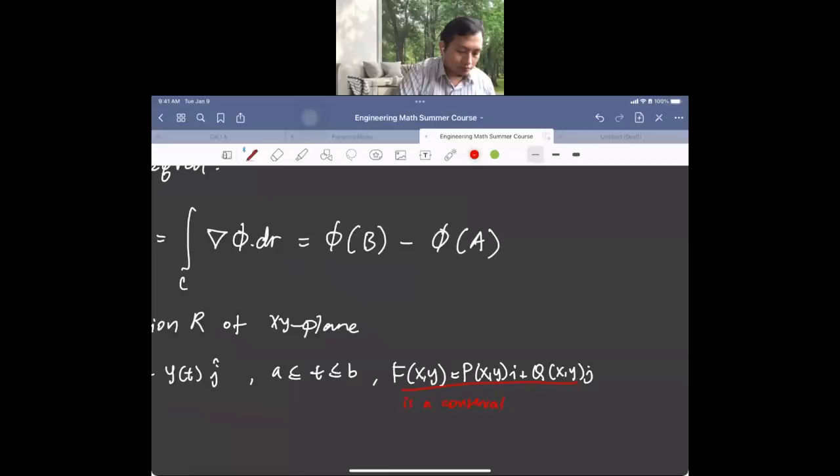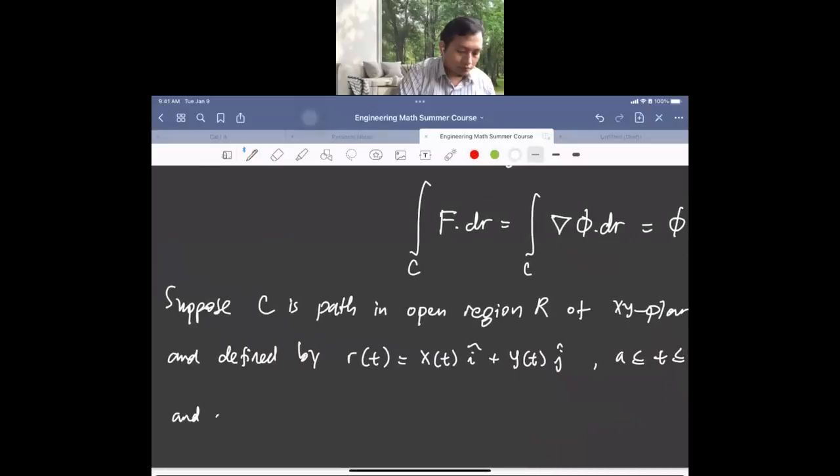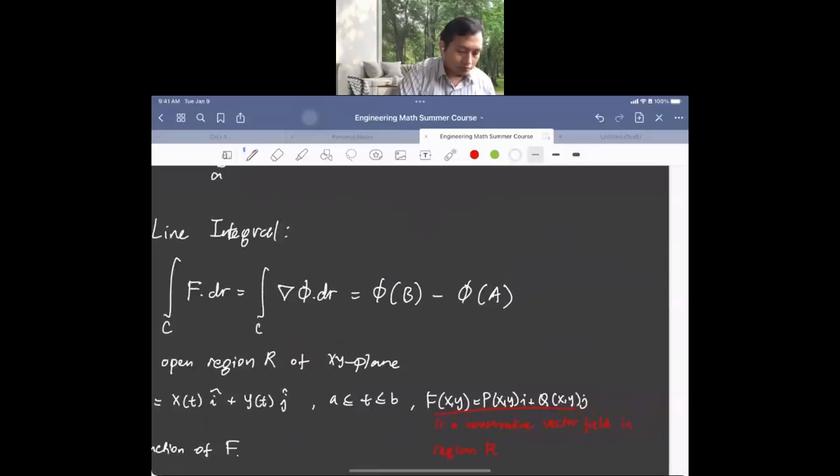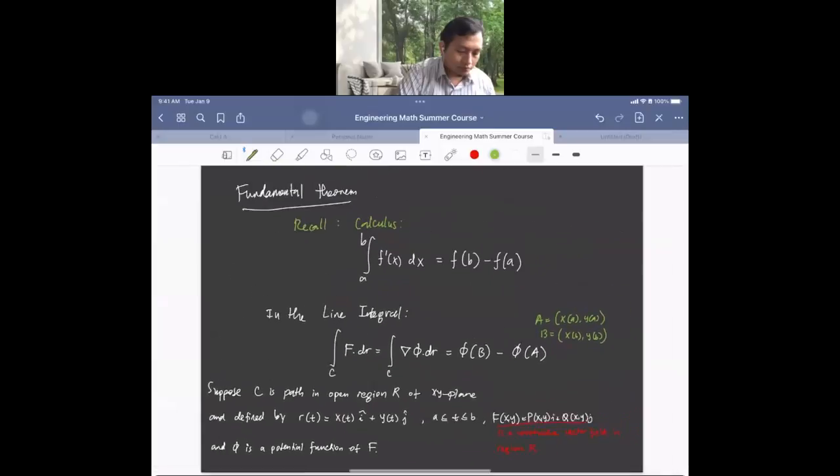This is a conservative vector field in region R, and psi is a potential function of F, where A is (xa, ya) and B is (xb, yb).